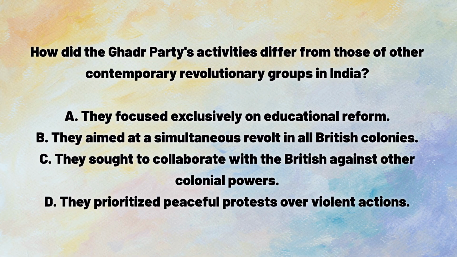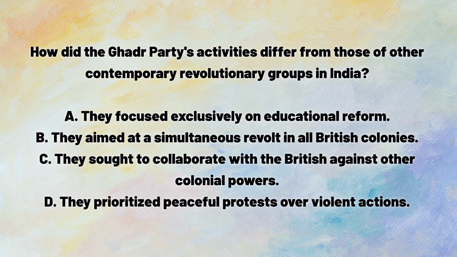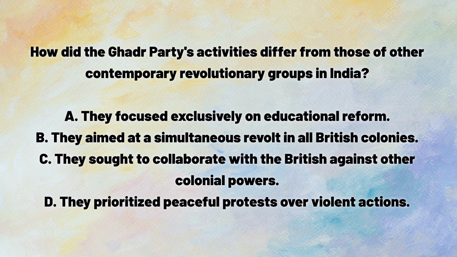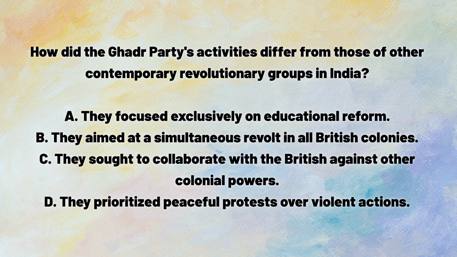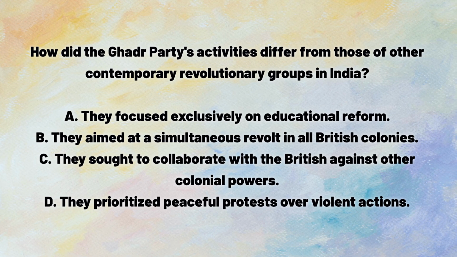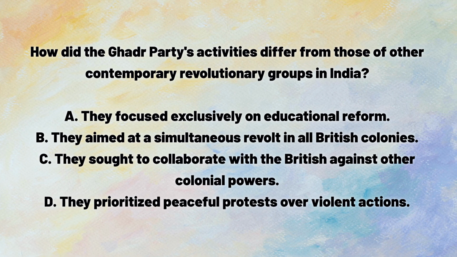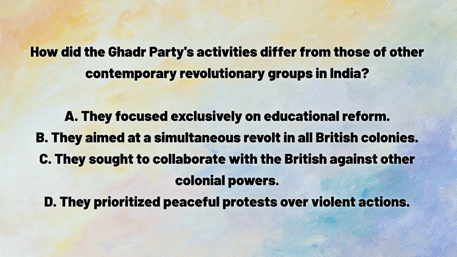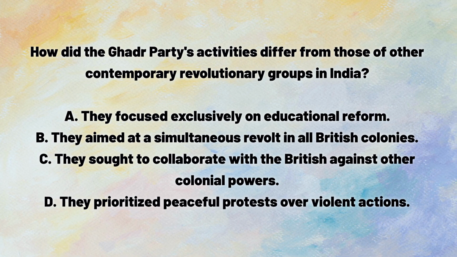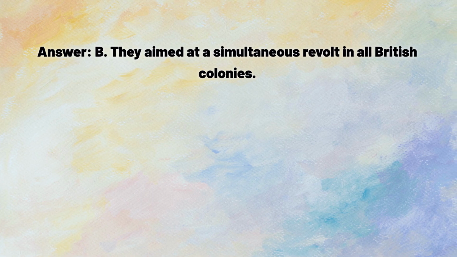How did the Ghadar Party's activities differ from those of other contemporary revolutionary groups in India? A. They focused exclusively on educational reform, B. They aimed at a simultaneous revolt in all British colonies, C. They sought to collaborate with the British against other colonial powers, D. They prioritized peaceful protests over violent actions. Answer: B. They aimed at a simultaneous revolt in all British colonies.